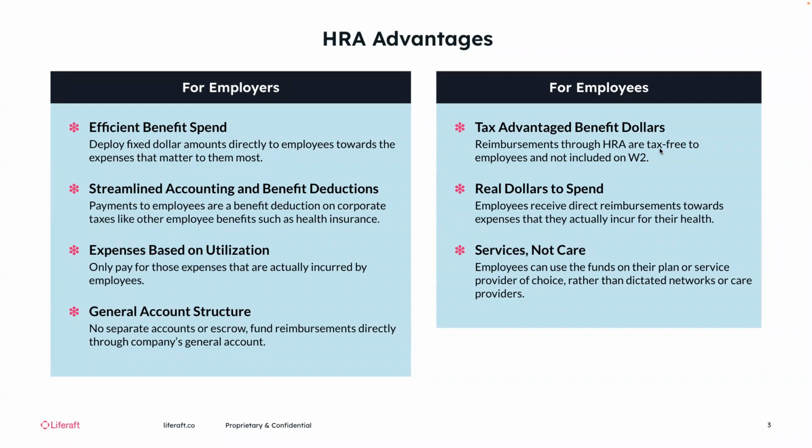With the HRA, there is no question of a network. Your employees are free to go access and get the care that they want or that they need from the provider of their choice, because what you're doing is you're giving them real dollars. And so rather than saying, we have Blue Cross, and in your Blue Cross plan, there is 50% coinsurance on anything IVF related, you are saying, hey, here is $1,000 for IVF related expenses. Use it as you would like.